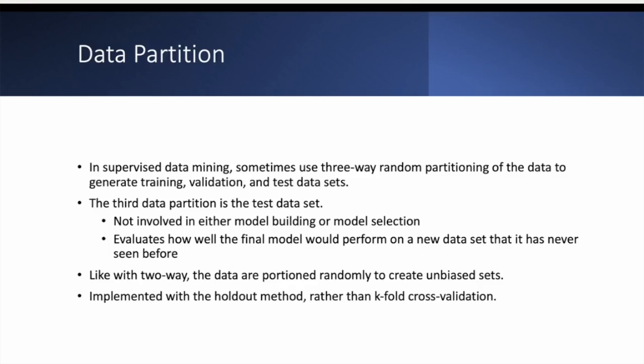So in the case of the two-way partitioning, the data are usually partitioned randomly into two sets to create unbiased training and validation sets. In the three-way random partitioning method, usually we have 50% training, 30% validation, 20% test. In this class, what we are doing is only two-way partitioning, just for the training and validation.